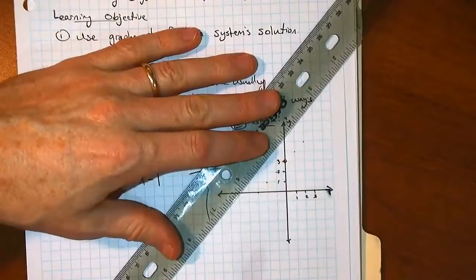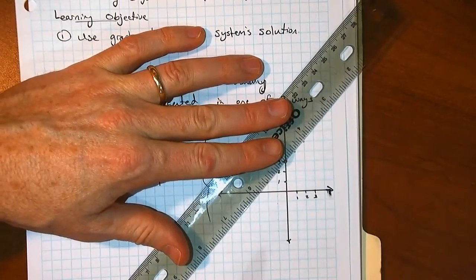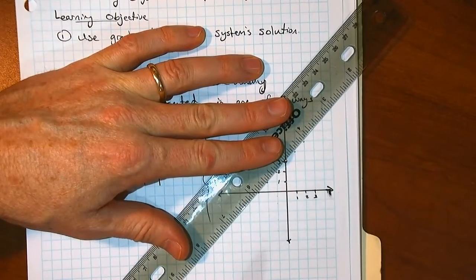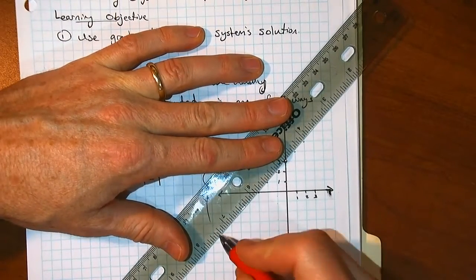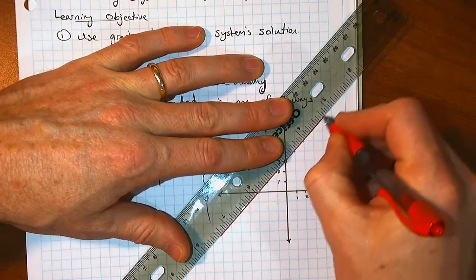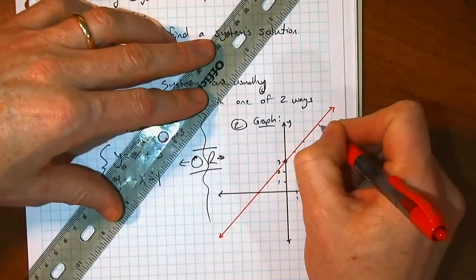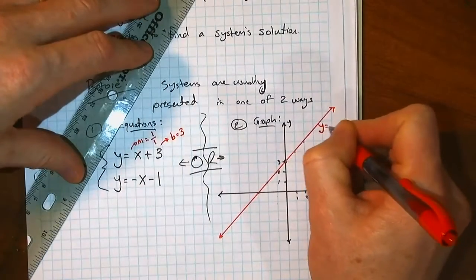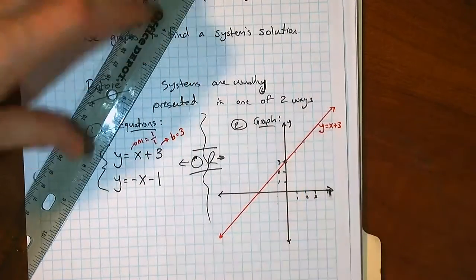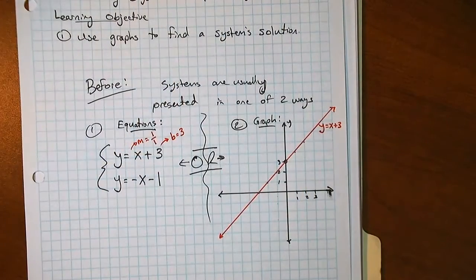And then again, I'm using a ruler. I'm taking the time to make a nice, accurate graph. I'm grabbing my ruler here and trying to make a nice, accurate graph. Mine's not 100% accurate, but it's pretty close. And then I also like to label my graph just so I know which line goes with which equation. Okay, so there would be my first equation.